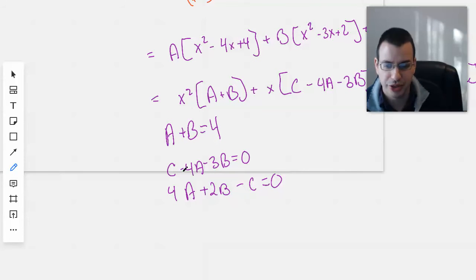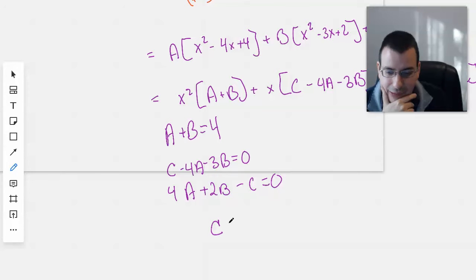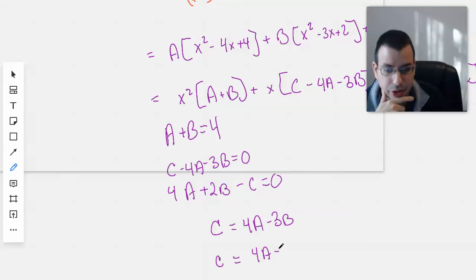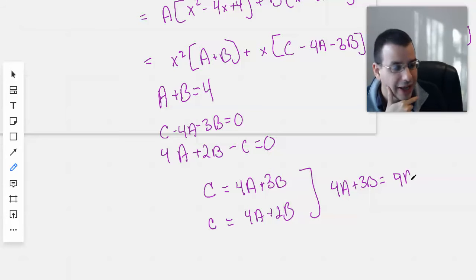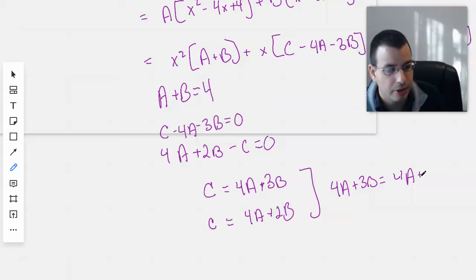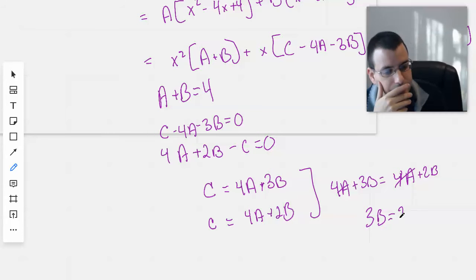So first thing I'm going to do is rewrite these a little bit. I'm going to say c equals 4a minus 3b, and c equals 4a plus 2b. No, this should be plus 2b. And it looks like these two equations are the same, so we can set them equal to each other. 4a plus 3b equals 4a plus 2b. Cancel the a's. 3b equals 2b. Cancel the b's, and we have 3 equals 2, which is not possible.